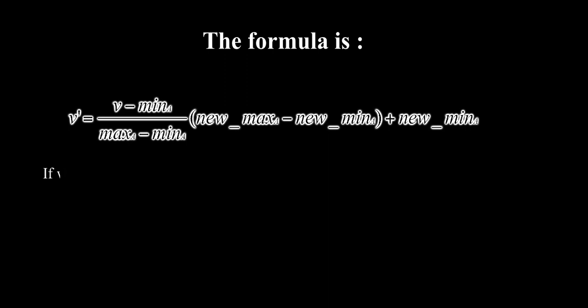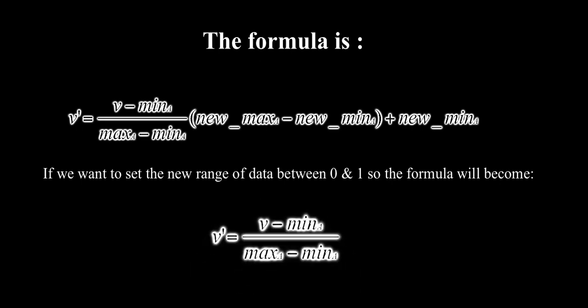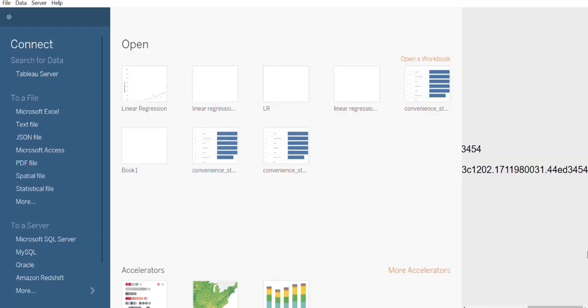If we want to set the new range of data between 0 and 1, so the formula will become normalized value equal to original value minus minimum divided by maximum minus minimum. And now I'll be guiding you through the process of normalization using Tableau.